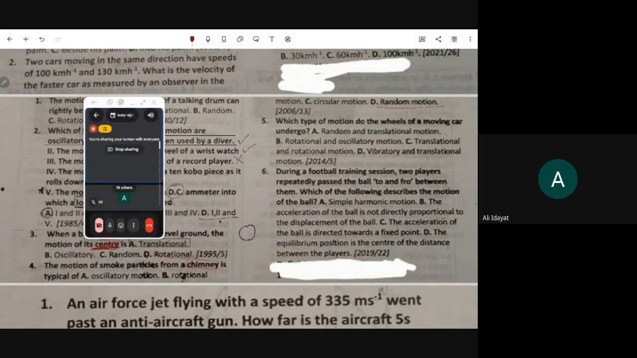Now, which type of motion do the wheels of a moving car undergo? Can you see now? Wheels of a moving car. The wheel is the tire. Random and translational. Rotational and oscillatory. Translational and rotational. Vibratory and translational. See? The axis is rotational. The center is what?